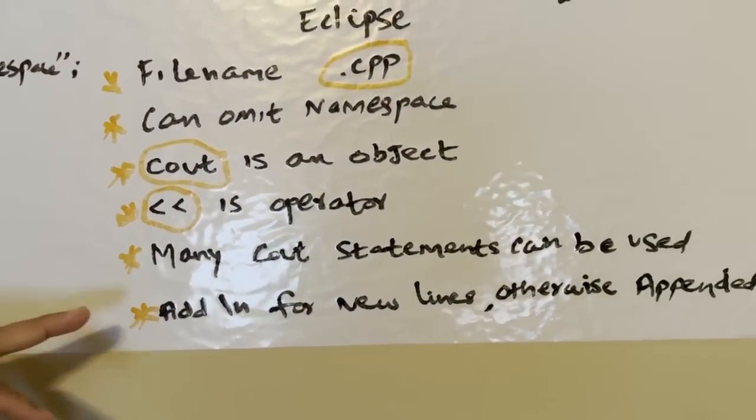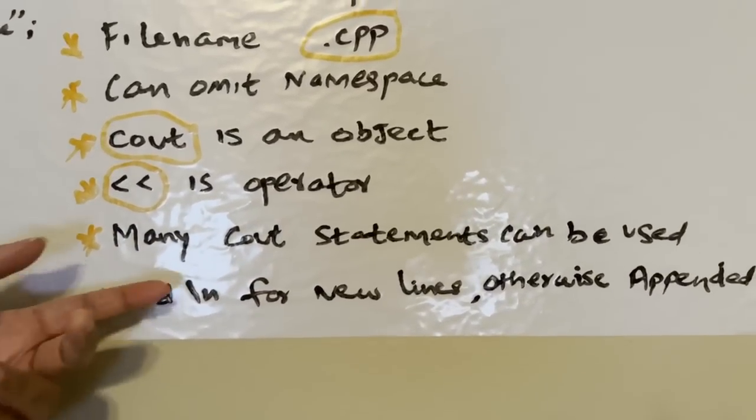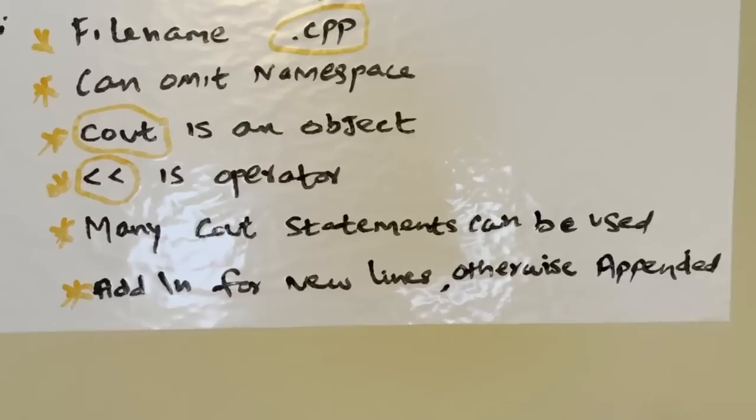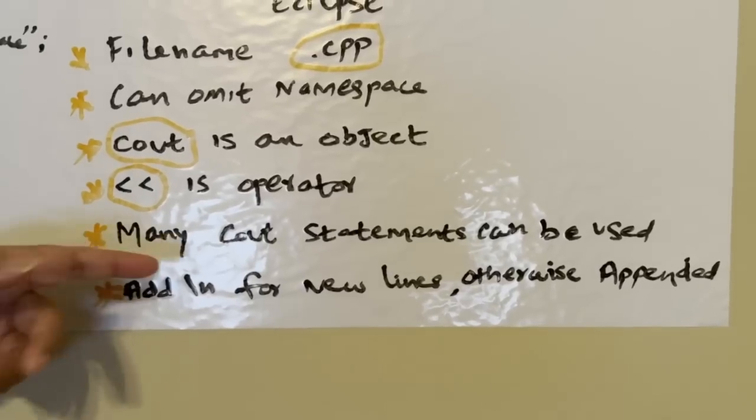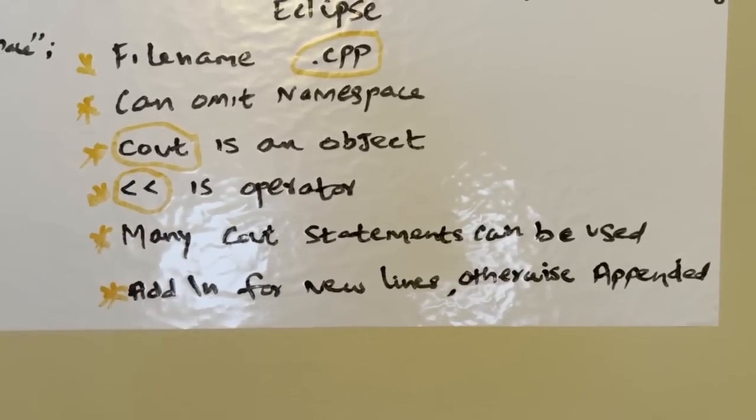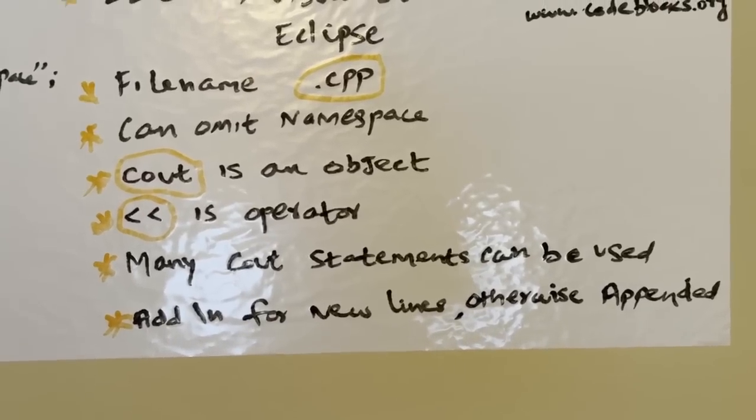The only difference here is that the new line is not automatic in C++. You have to explicitly put \n if you want to print on the next line. Otherwise, everything will be appended in one line. You have to be careful about that because output is important. In future, we'll talk about different examples of all this.